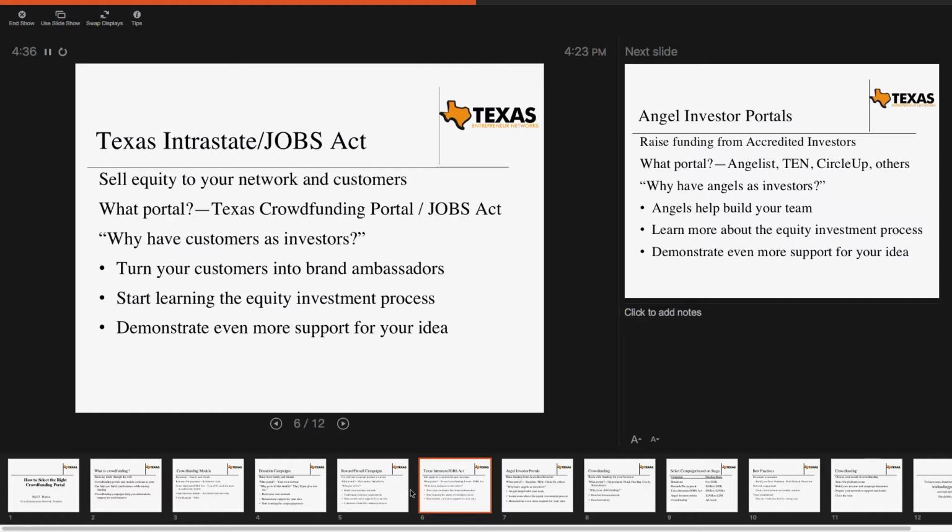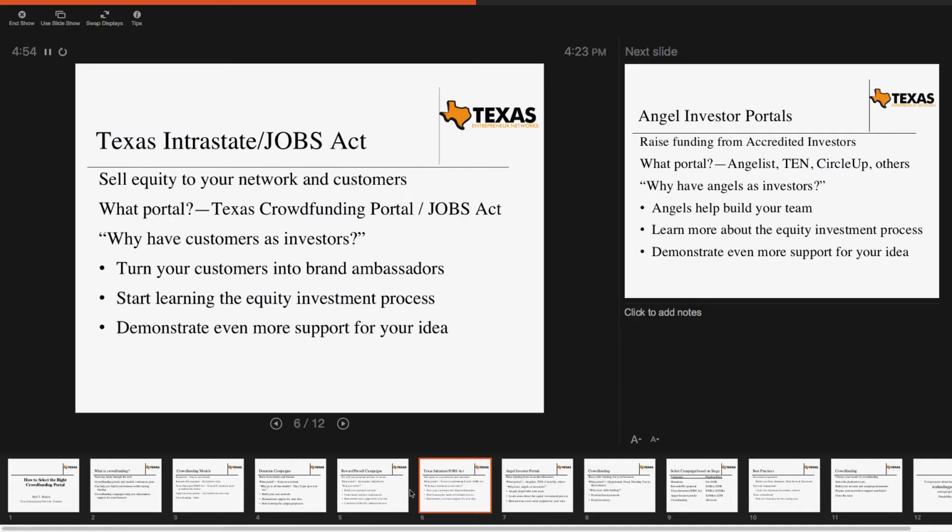There are Texas crowdfunding portals. There's 9 of them out there today. Or Title III Jobs Act portals. There's about 30 of them out there today as well. And what you're doing is you're turning your customers into investors. And the reason you want to do that is you're going to turn your customers into brand ambassadors.